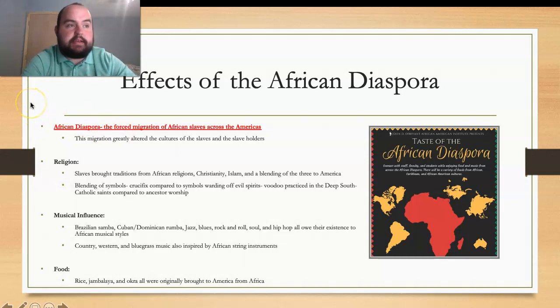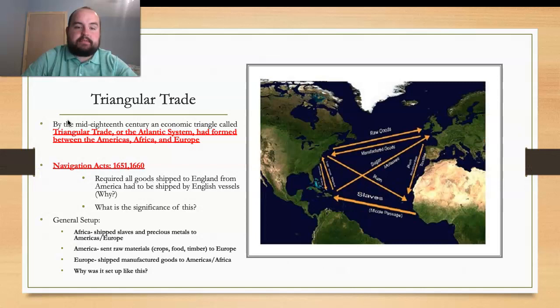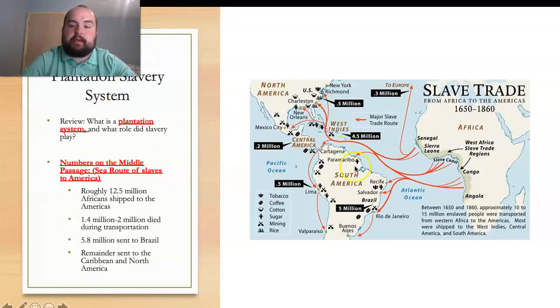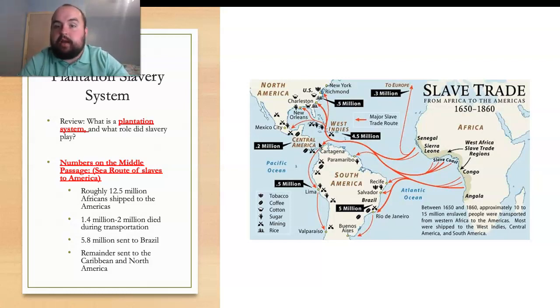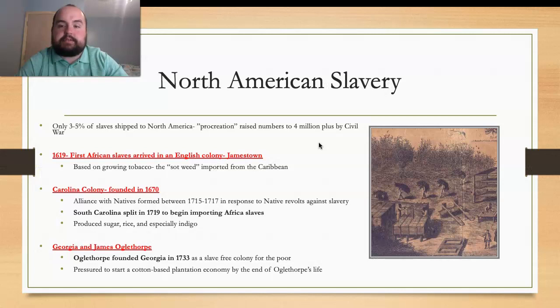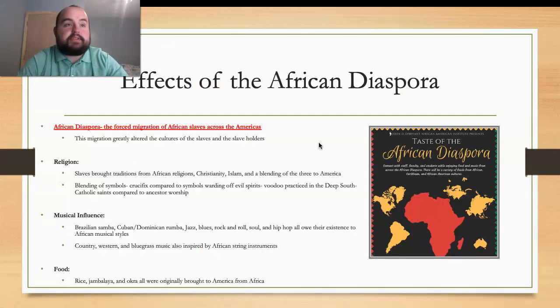African diaspora is a name that sociologists and historians have given to the massive forced migration of African slaves across the Americas and across the world. Because again, remember, massive numbers of people are being shipped all across the world against their will, which means they're obviously going to have an impact that we often don't recognize on these new places they reach. So just a few examples of how slaves affected the culture of America once they got there.